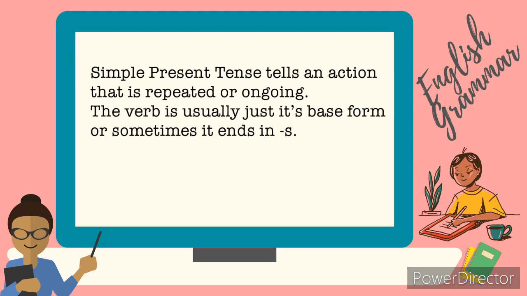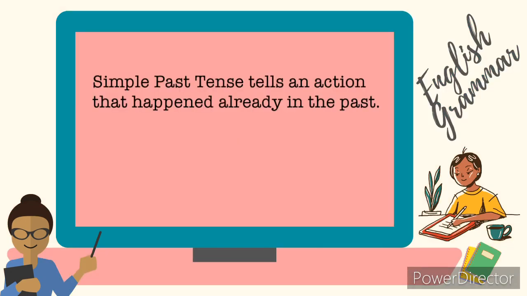For example, the sun rises in the east. It's a known fact that the sun does rise in the east, so we have the simple present form of the verb, which is rises. The next one is simple past tense. It tells an action that happened already in the past.